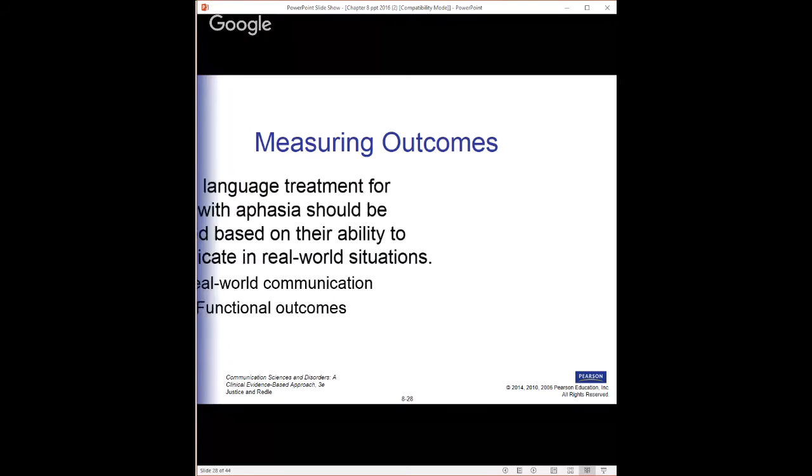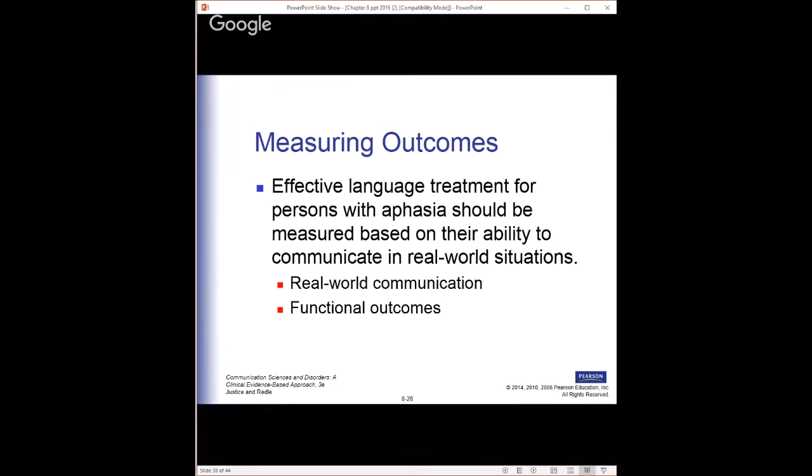Measuring outcomes. Effective language treatment for persons with aphasia should be measured based on their ability to communicate in real-world situations. So, real-world communication is communication used in functional and authentic communication acts.